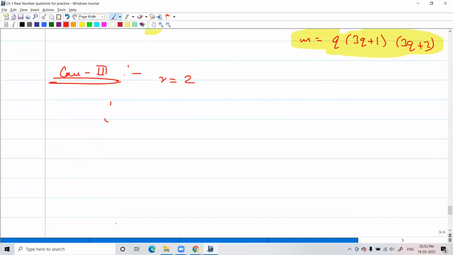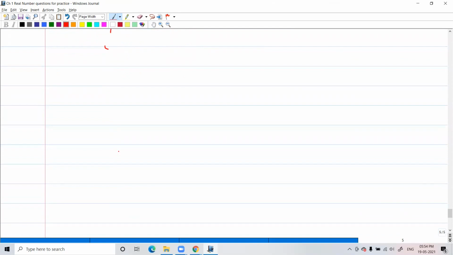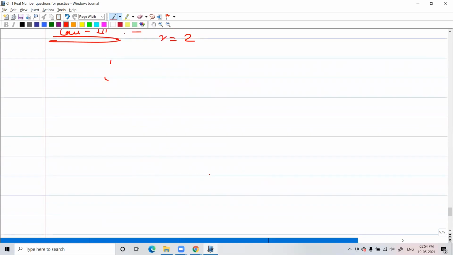Since there are only 3 ways to represent n, and in all those 3 representations we saw that n cube minus n will always be divisible by 3, therefore we can say that for any value of n, n cube minus n will always be divisible by 3. After that, you just write one more statement: since n cube minus n is divisible by 2 also and divisible by 3 also, therefore it is divisible by 6. That's the additional statement you will have to write.